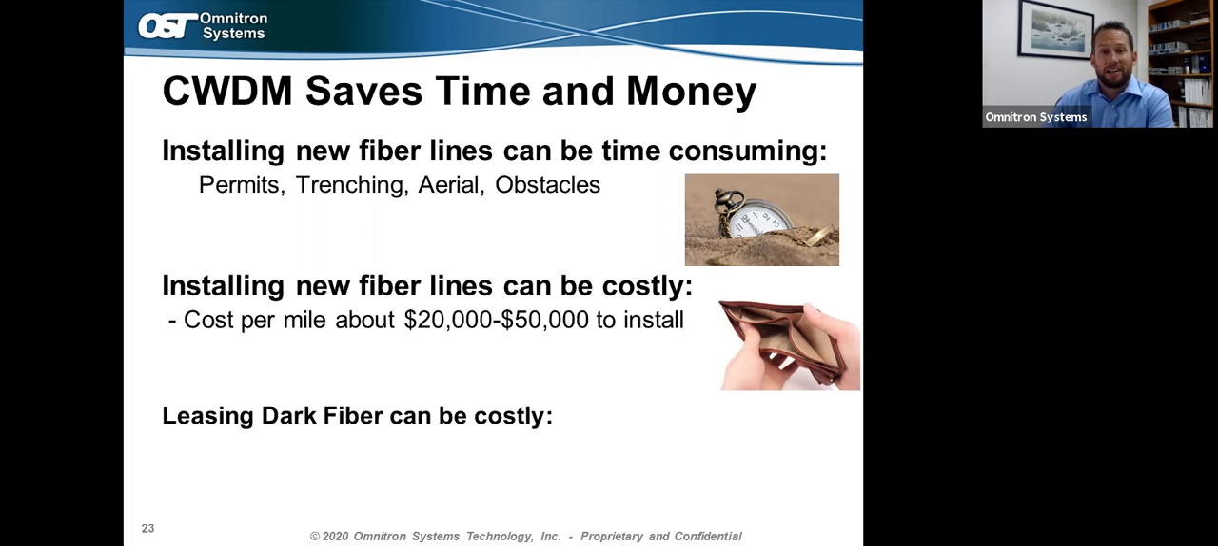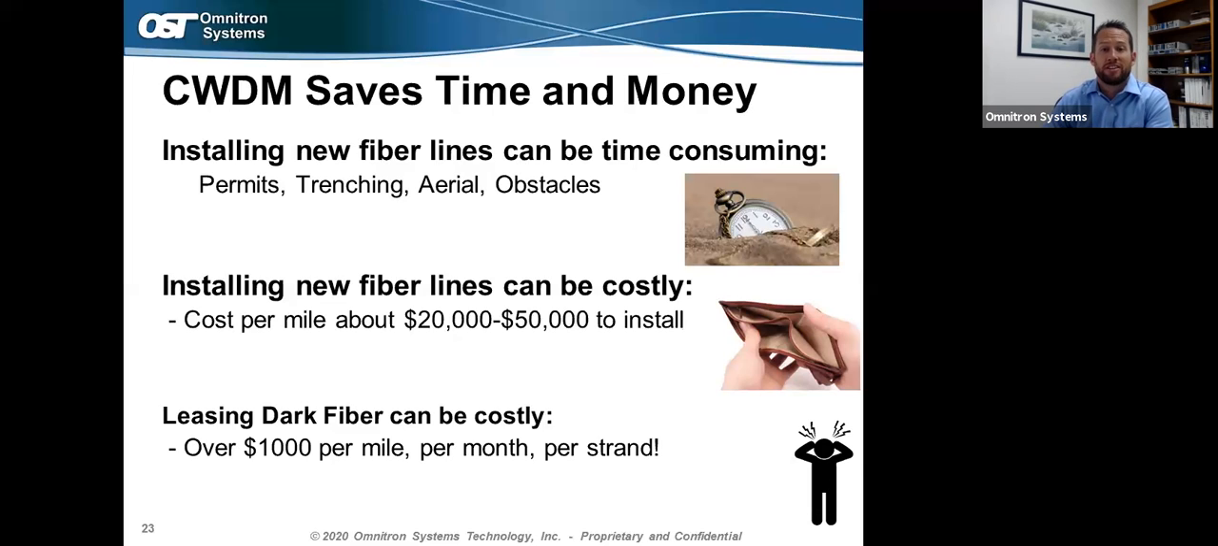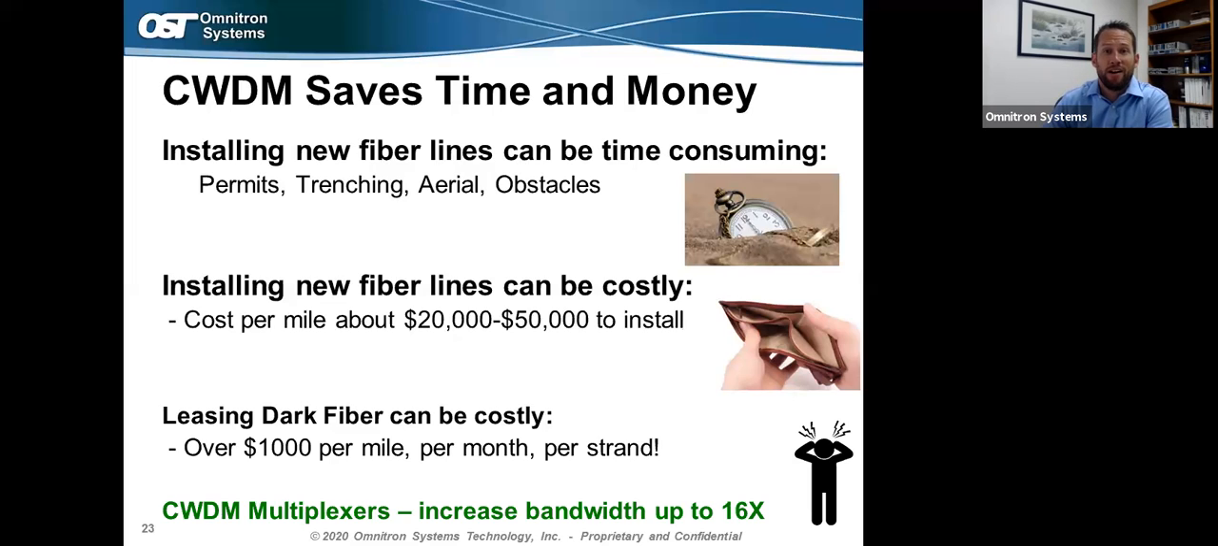Also, leasing dark fiber can be quite costly. There are a lot of service providers out there that already have fiber laid in the ground that they'll gladly lease to you. However, they charge typically over $1,000 per mile, per month, per strand of fiber. So as you can imagine, that's going to really add up on your monthly payments for your fiber. But with CWDM multiplexers, again, we can increase the bandwidth over your existing fiber up to 16 times to prevent you from having to lay new fiber lines or install new fiber, rent new fiber, or lease new fiber from a service provider.